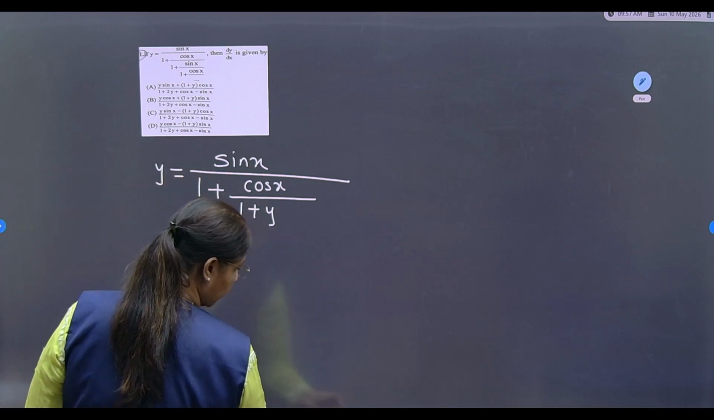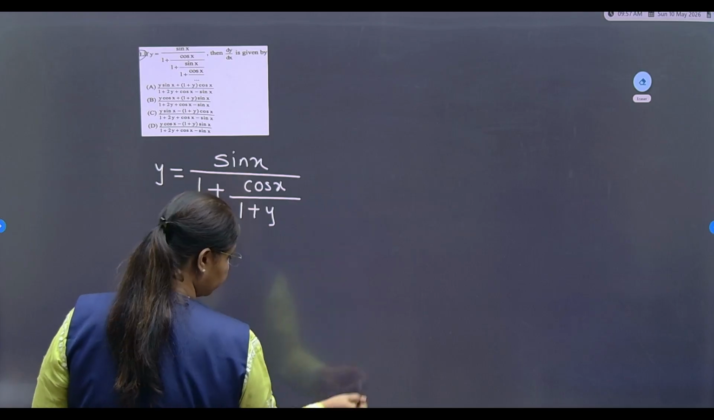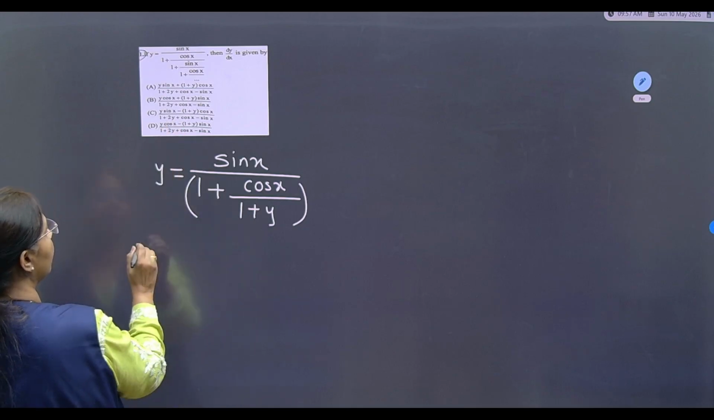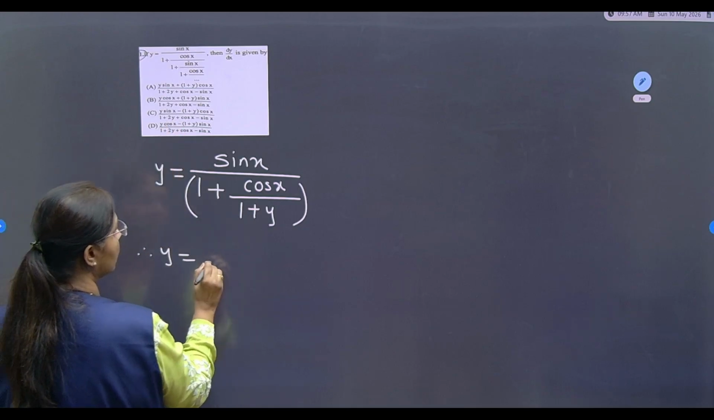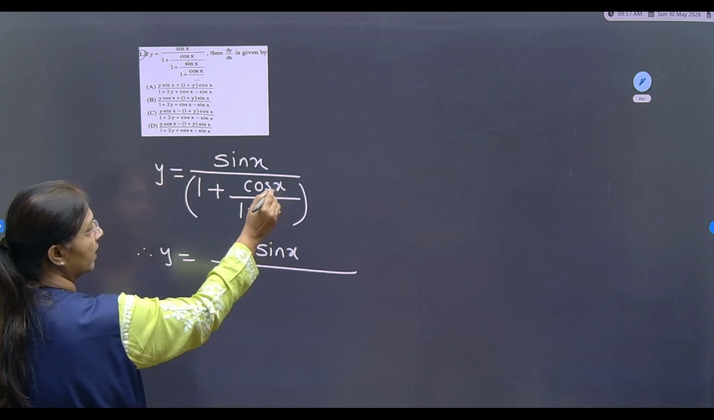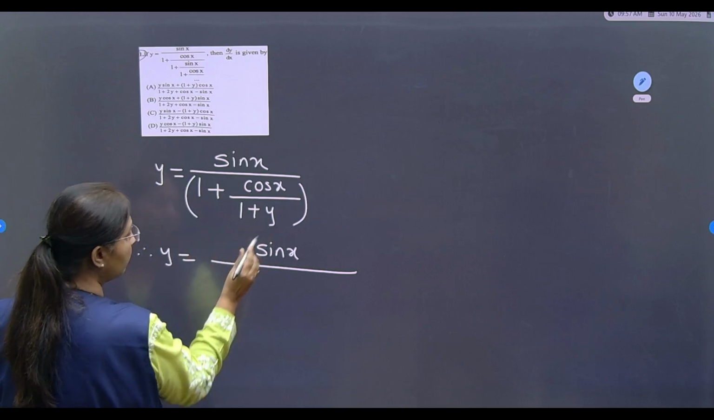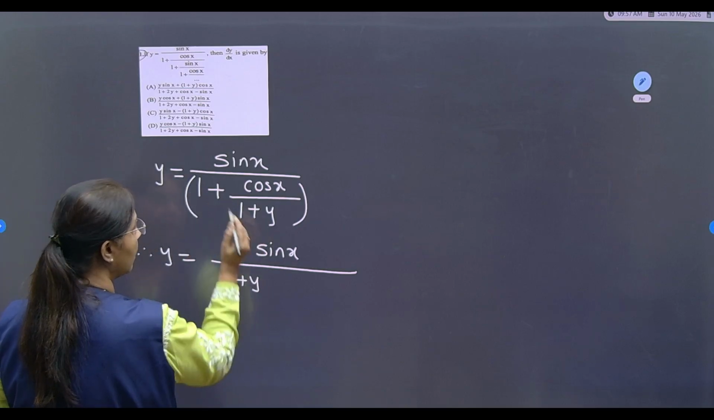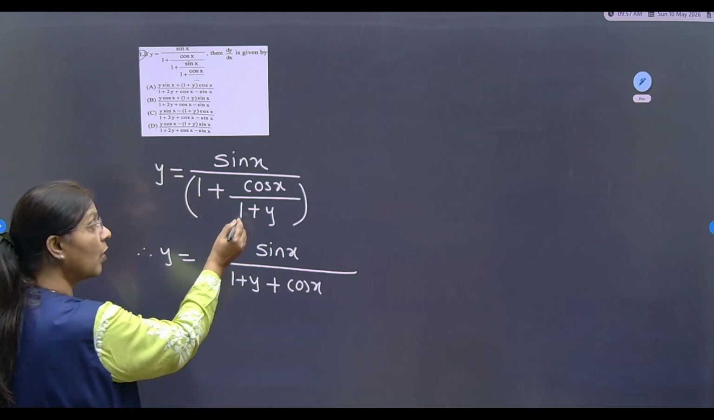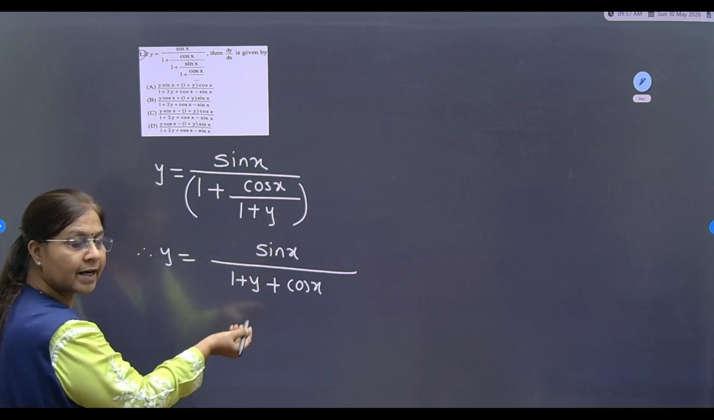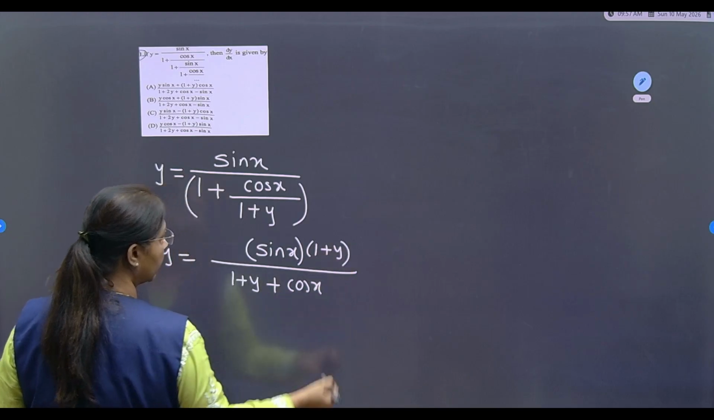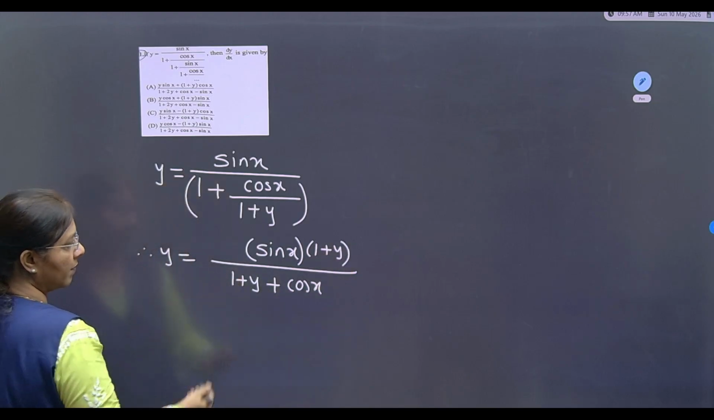Then the next part, in the denominator cross multiplication. Therefore here we get the question: find dy by dx. Therefore y is equal to numerator as it is, sin x. In the denominator cross multiplication, 1 into 1 plus y, 1 plus y plus cos x, whole divided by 1 plus y, then multiplied by the reciprocal, 1 plus y. Then the next step is differentiation.